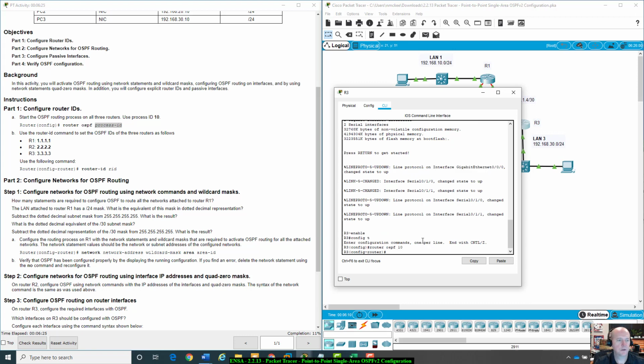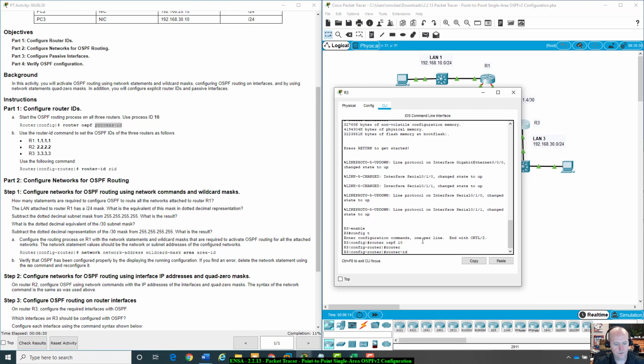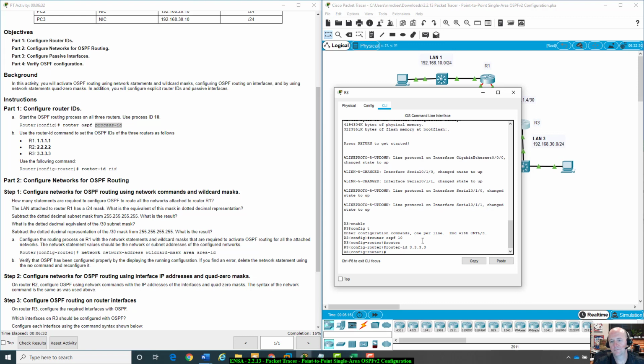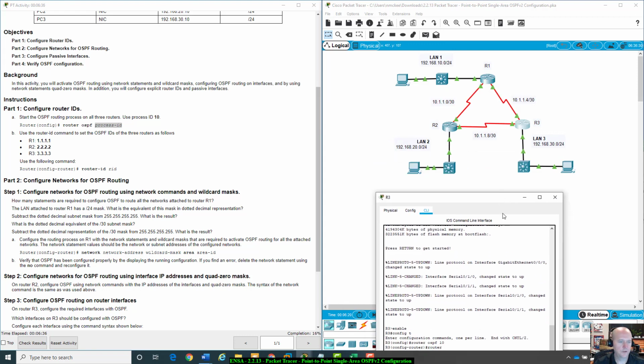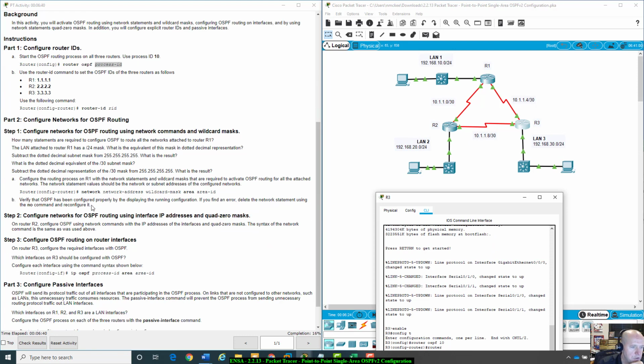PF10, and then router ID is going to be 3.3.3.3. All right, so we're good there.